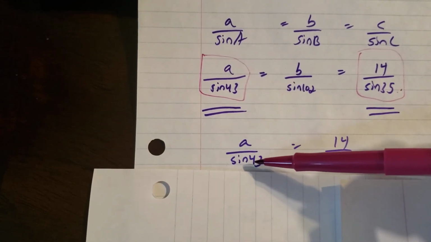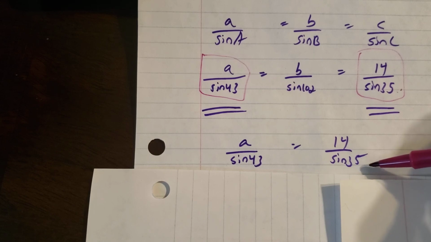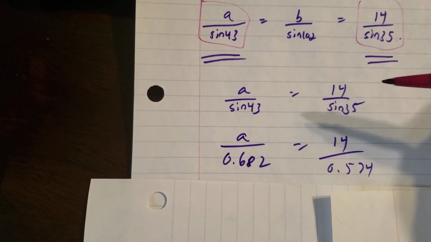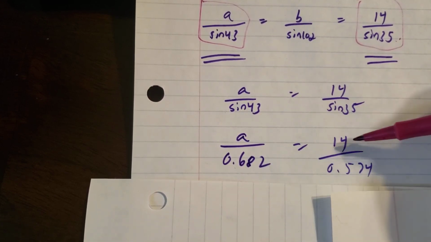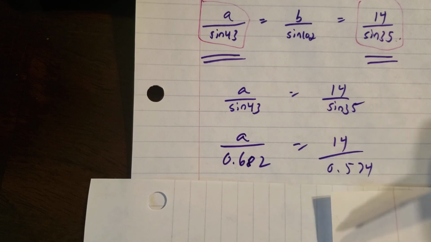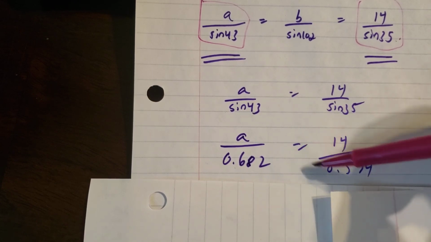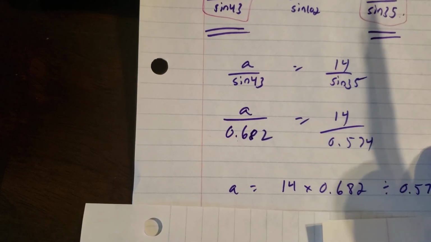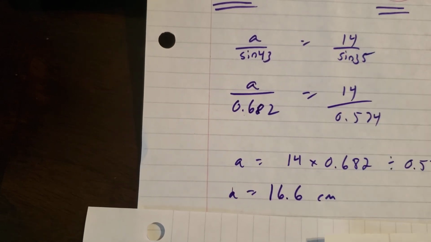I can punch sine 43 in my calculator. I can punch sine 35 in my calculator. So that would give me this. And of course, then I just cross multiply. So a in this case is going to be equal to 14 times 0.682. And then whatever my answer is, I divide by 0.574, which gives me approximately 16.6. Okay?